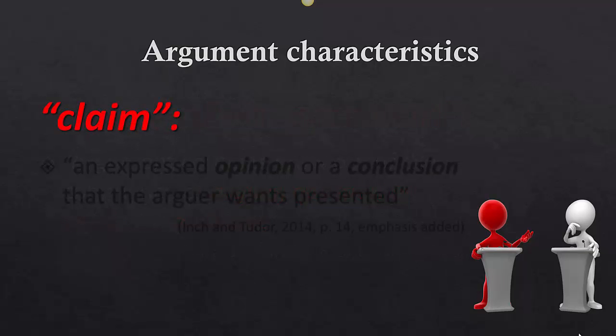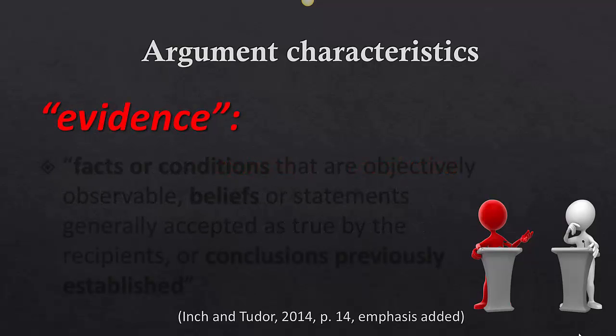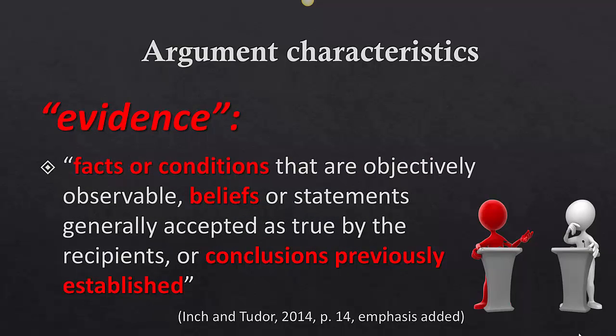So within this context, the basic piece of a claim is an expressed opinion or conclusion that the arguer wants presented. This idea is pretty straightforward. This is the idea that I want you to accept if I'm arguing and you're the audience that I'm arguing for or to. We understand evidence as facts or conditions that are objectively observable, beliefs or statements generally accepted as true by the recipients, or conclusions previously established.